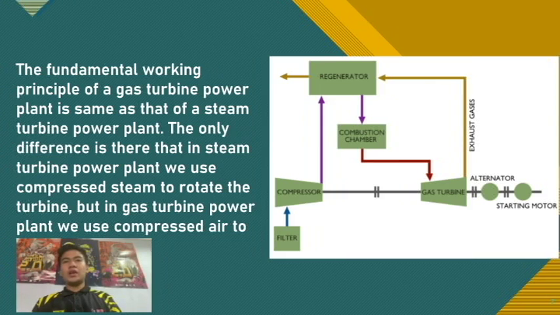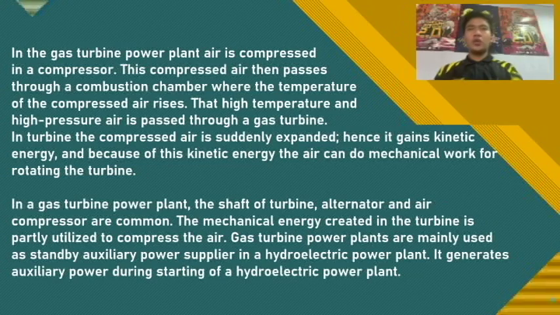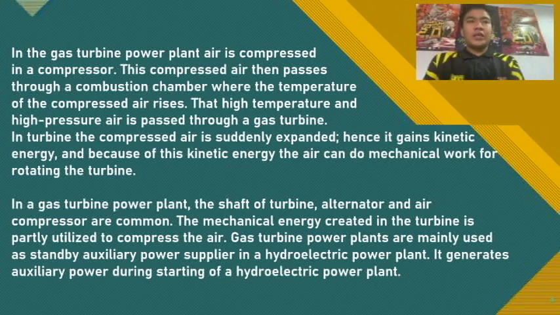Basically, the fundamental principle of a gas turbine power plant is the same as a steam turbine power plant. The only difference is that in a steam turbine power plant we use compressed steam to rotate the turbine, but in a gas turbine power plant we use compressed air to turn the turbine. Now we go through the working principle of the basic components.